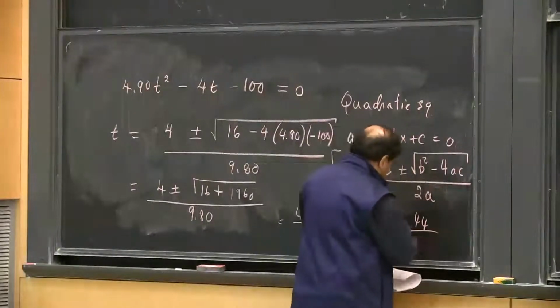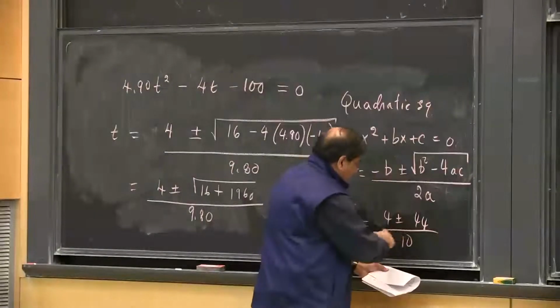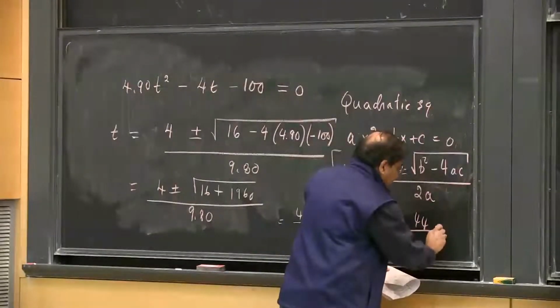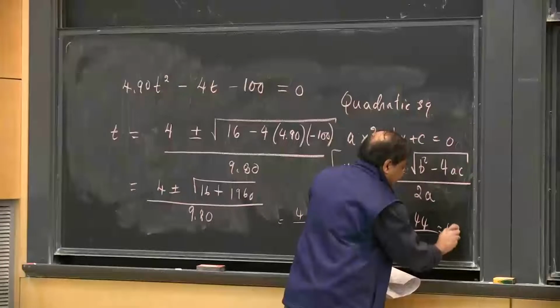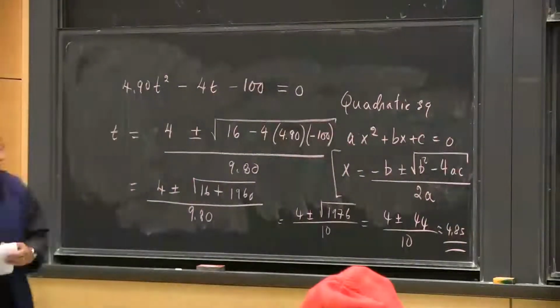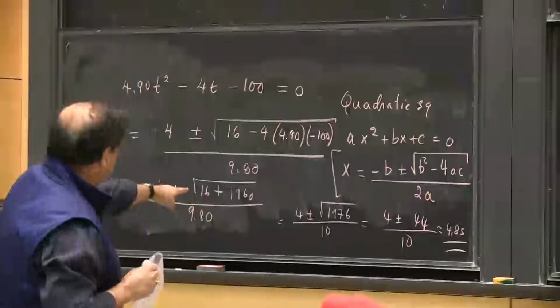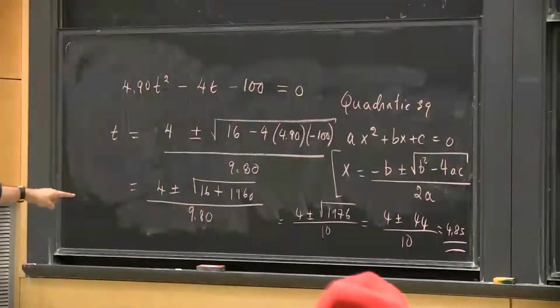So therefore you have, since time cannot be negative, the only reasonable answer would be to add the 44, so 48 divided by 10, so that will be approximately 4.8 seconds. So you can get the number directly as well. And just like before, we saw it came out 4.8 seconds on the board at the extreme right. We get the exact same number this way also.